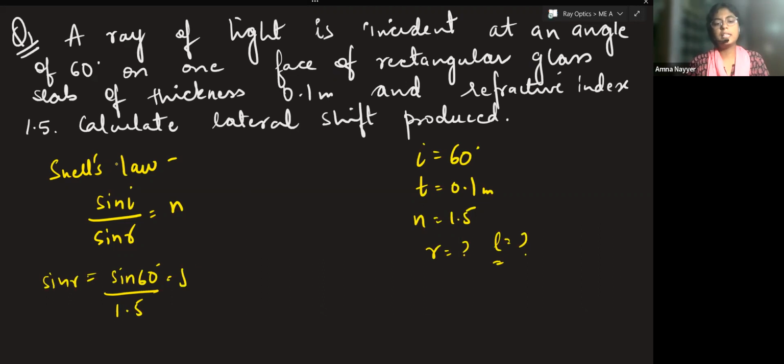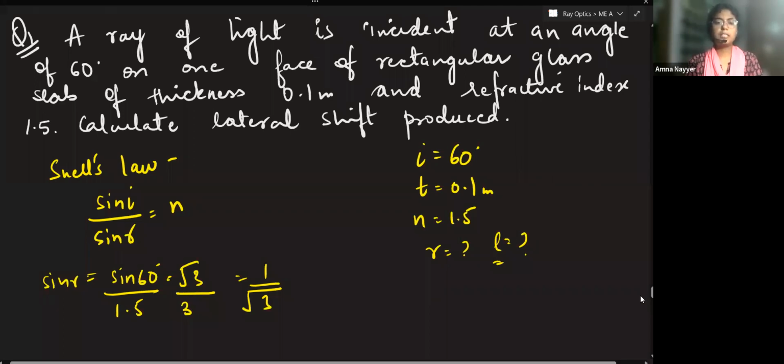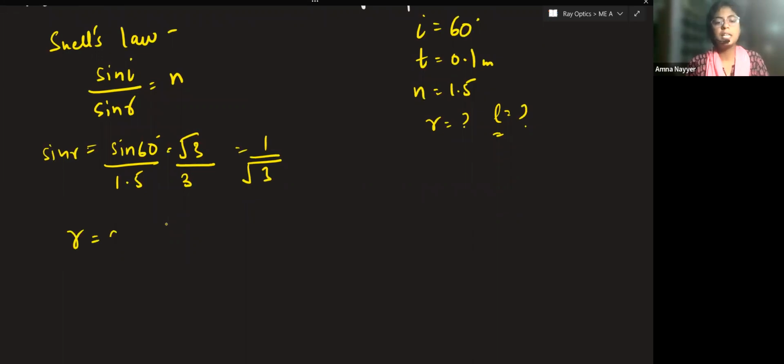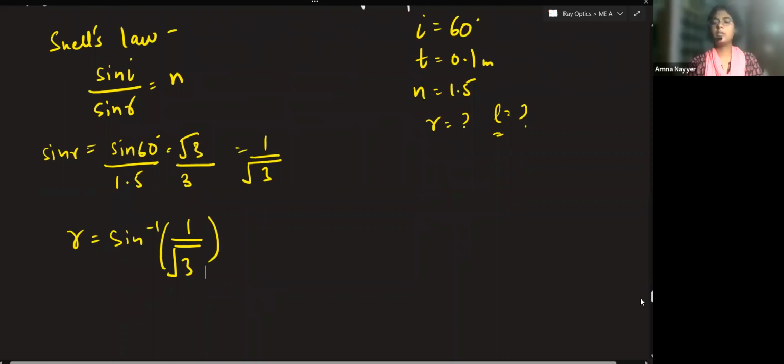So this makes it root 3 by 2 into 1.5, or 3 only, which can be written as 1 by root 3. So this is sin r. If sin r is this, then r will be sin inverse 1 by root 3. Fine. Now this r is given, now in the main formula.